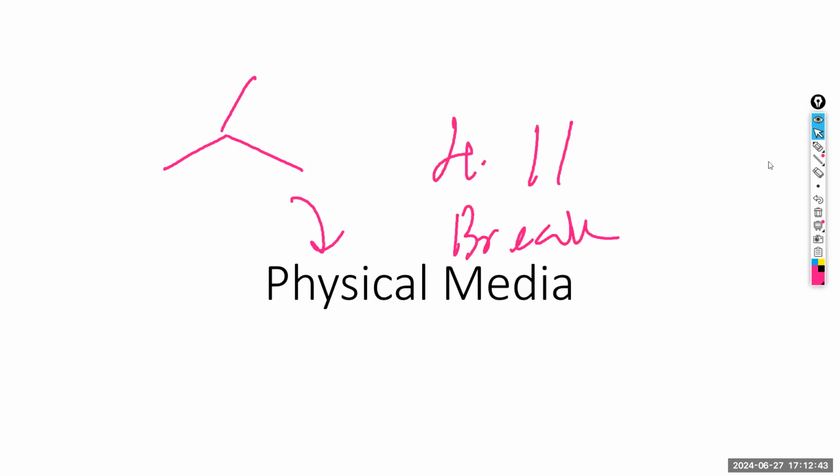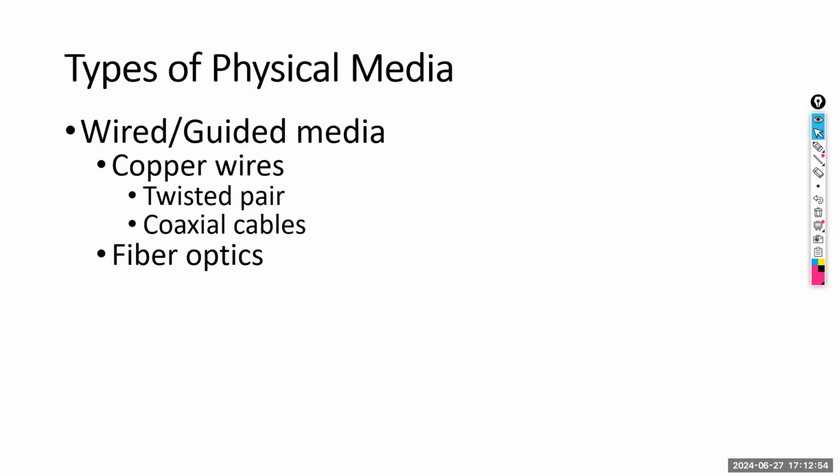So let's first classify the physical media that we use in computer networking and in general telecommunication. We can broadly categorize them as wired or guided media. That includes copper and fiber optics, copper wires and fiber optics. Copper wire we can subdivide into twisted pair and coaxial cables. So those are the wired or guided media. Guided means physically you can see it; it is the way the signal is guided. Of course, you can't see the signal, but at least you can see the media.